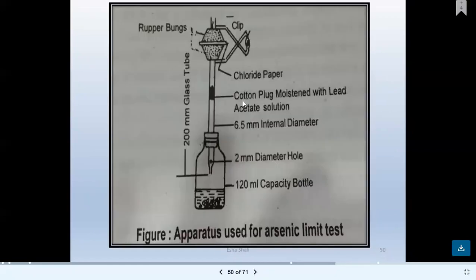So this is the description of the apparatus. Already we have covered it in the diagram: the capacity of the bottle, diameter of the hole, length of the tube, internal diameter. In between the tube we are going to place a cotton plug which is moistened with lead acetate. What is the use of lead acetate? It will adhere the formed H2S impurity. It will not allow the passage of H2S impurity from the tube towards the mercury chloride paper.